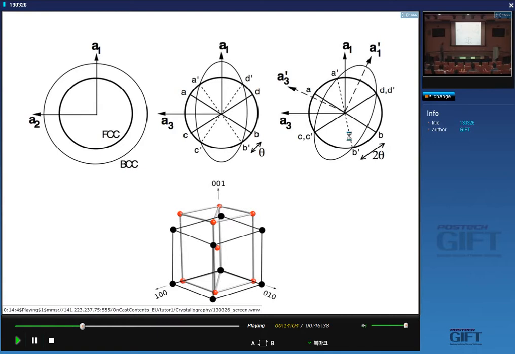Over here, you can see there are two vectors which are undistorted. That means their lengths are not changed. This one, AB, after deformation becomes AB dashed, so its length is not changed. Similarly, CD, and its length is not changed as a consequence of the deformation.